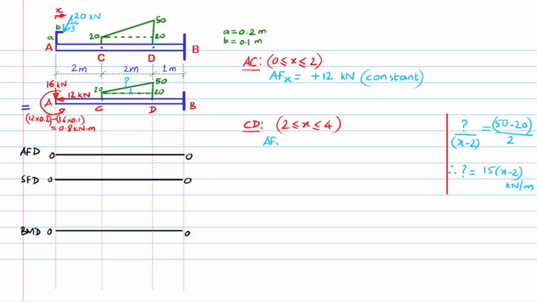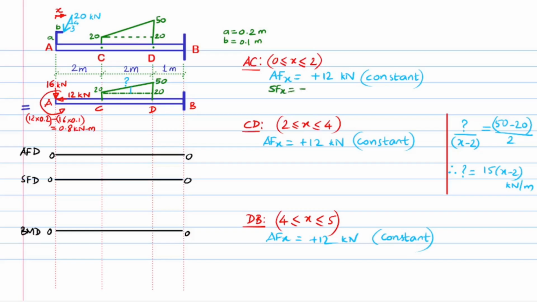Now the axial force at x again equals a constant value of plus 12 kilonewtons, since there is no intermediate horizontal load present throughout the beam except the free end and the fixed end. Hence, for region DB, for which x varies between and including 4 and 5 meters, the axial force at x is again shown to be a constant value of plus 12 kilonewtons.